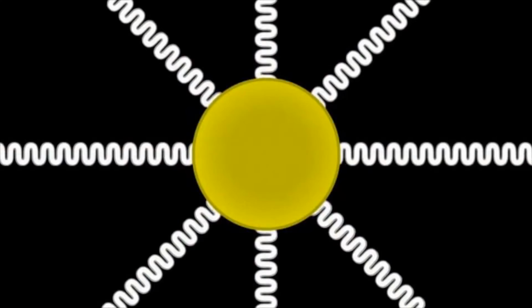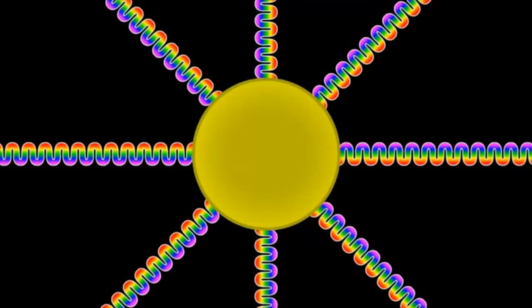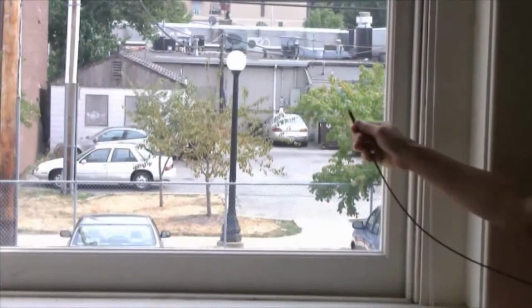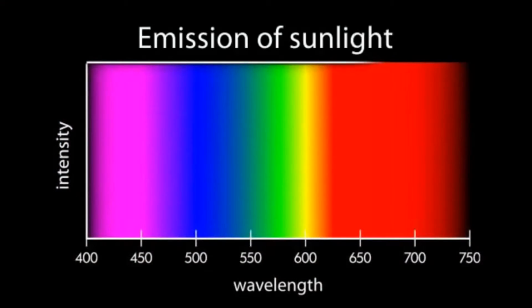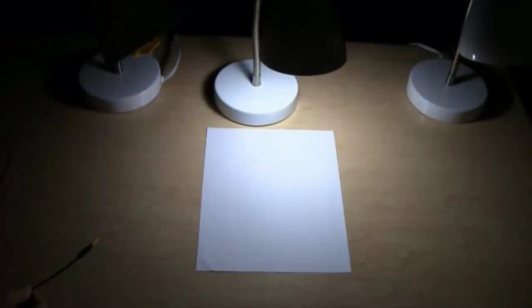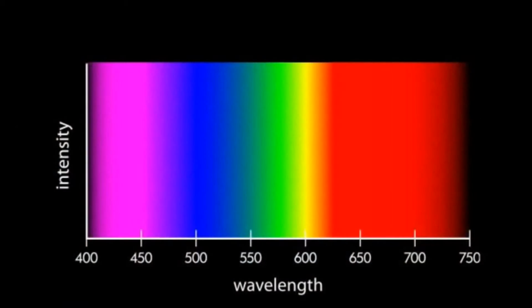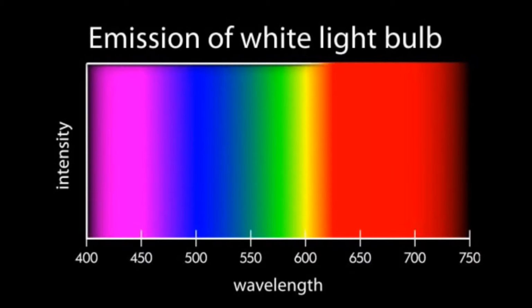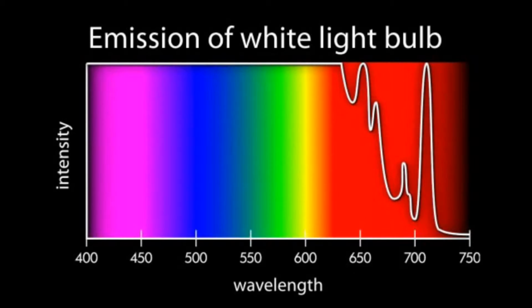Remember that white light from the sun is made up of all the wavelengths of colors in the visible spectrum. When we point the probe at the sun, the spectrophotometer shows full intensity of all wavelengths in the visible spectrum. You may also expect a white light bulb to emit all the colors in the visible spectrum. However, when we use the spectrophotometer, it shows that some wavelengths are not emitted as much as others.